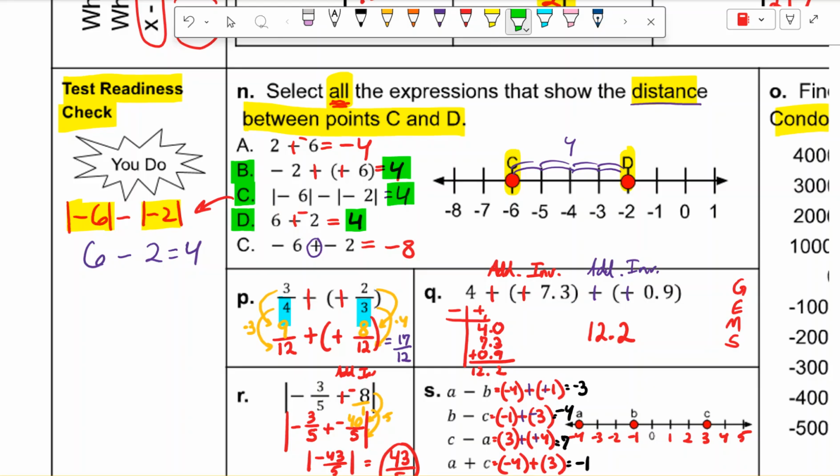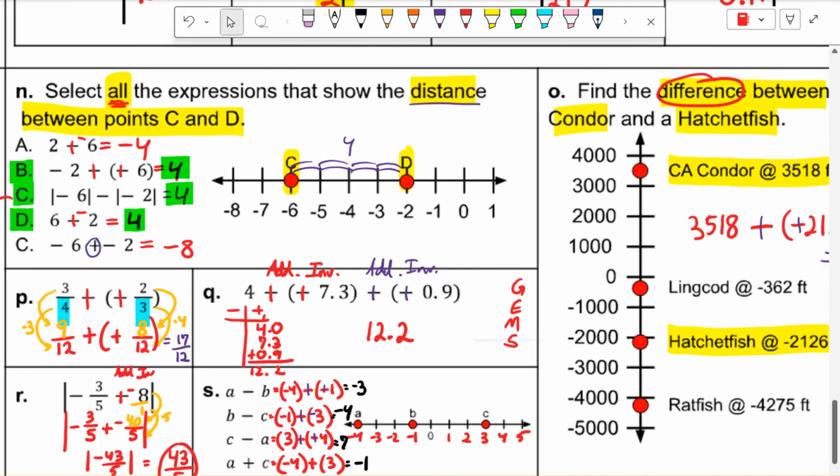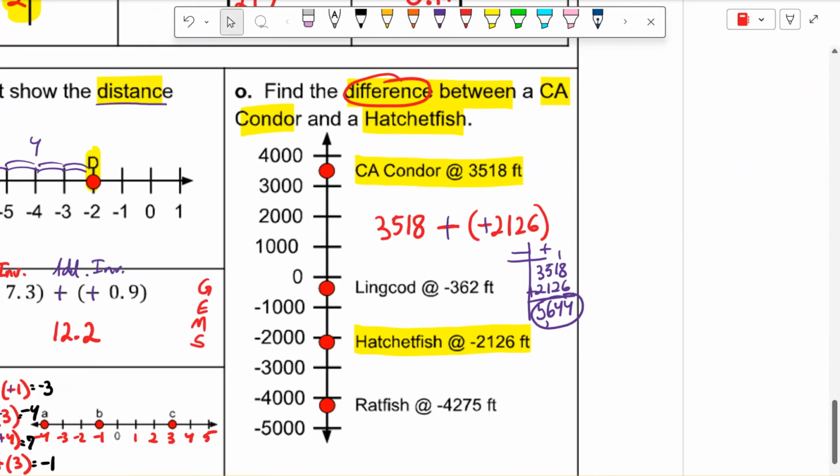Might want to practice that again, erase and try it. Let's look over to O. Find the difference, that means subtraction, between a California condor, how high it soars, and a hatchetfish, which lives in the California coastal ocean, Pacific Ocean.